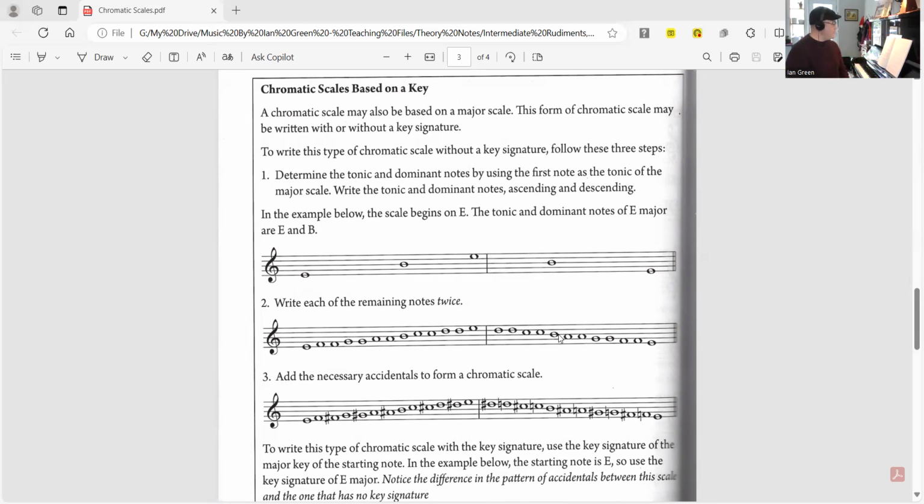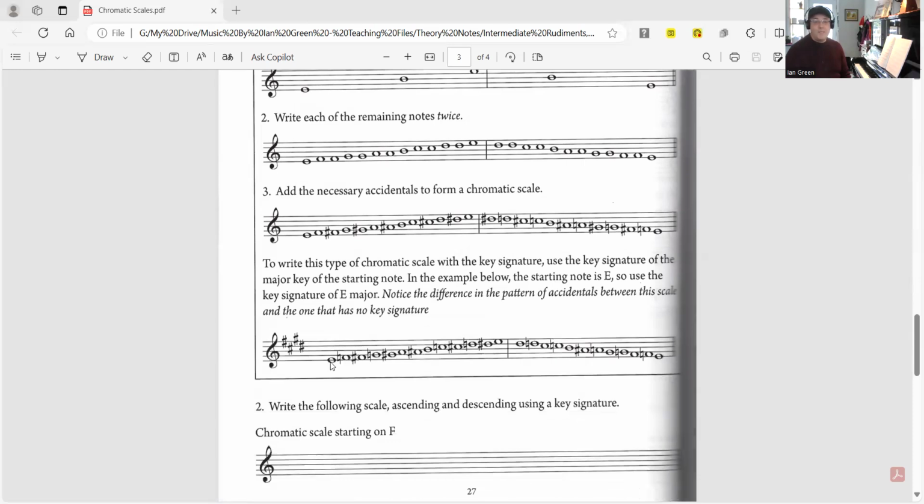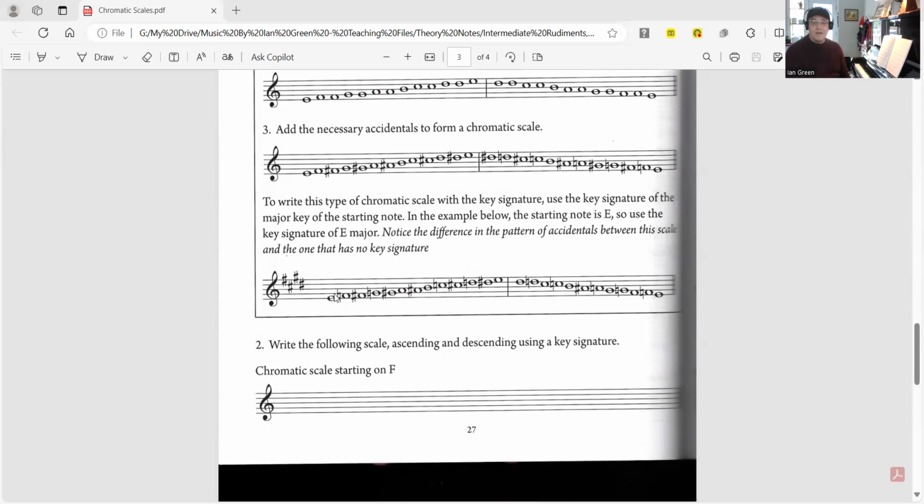Now, something that you want to do when writing a chromatic scale using a key signature is to always think about what the key signature is of the scale that you're going to be writing, by matching the key signature of the starting note and writing that key signature at the front of your homework example. But then, when you actually write the scale, you're not going to be writing the major scale anymore. You're going to be writing a chromatic scale based on that key signature. So then the key signature notes have to change according to what the key signature is.